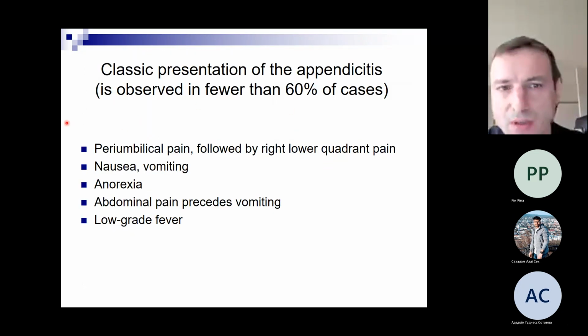The classic presentation of appendicitis is observed in 60% of cases. There is fever, periumbilical pain at first, which migrates to the right lower quadrant within the first 24 hours. Nausea and vomiting; vomiting appears after the pain. Anorexia. Abdominal pain precedes vomiting, with low-grade fever, signs of peritoneal irritation, and muscle defense.